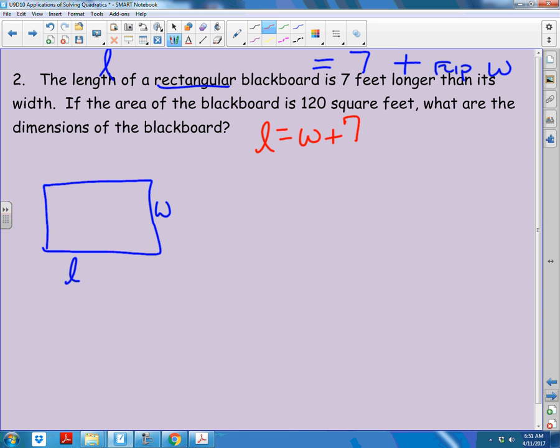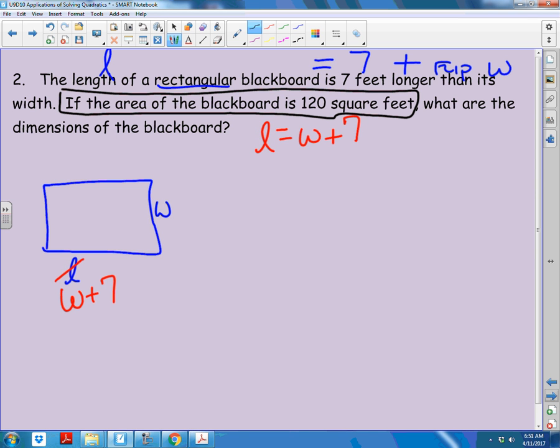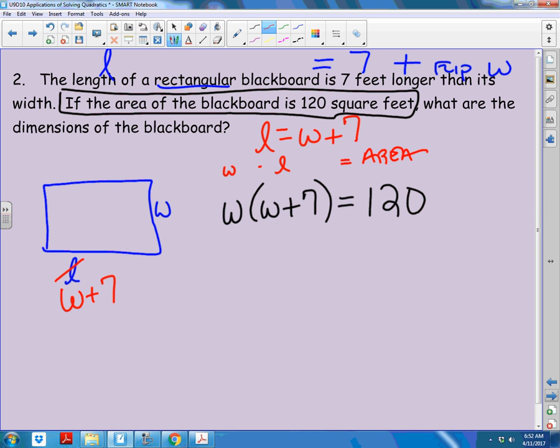So we're going to substitute W plus 7 in for the length, which gives us that single variable. Now we only have W's. It tells us later on in the word problem that the area is 120 square feet. That means that the length times the width, or W times W plus 7, equals 120. So again, this is our width times our length equals our area, only instead of using L, we use that W plus 7.